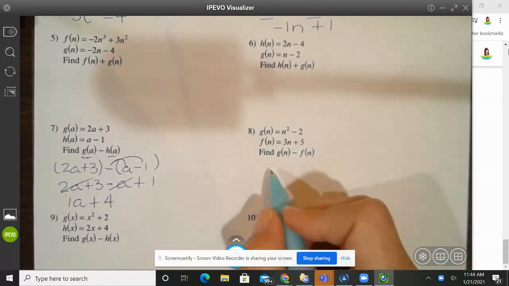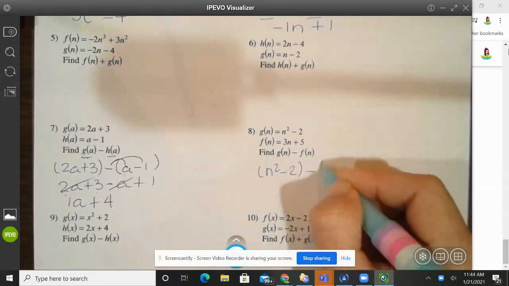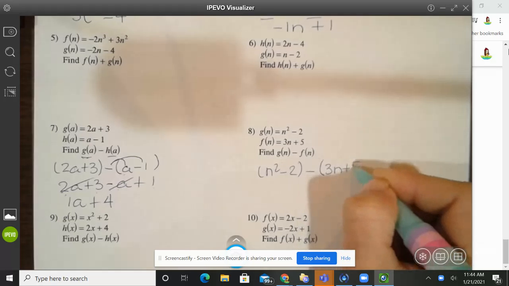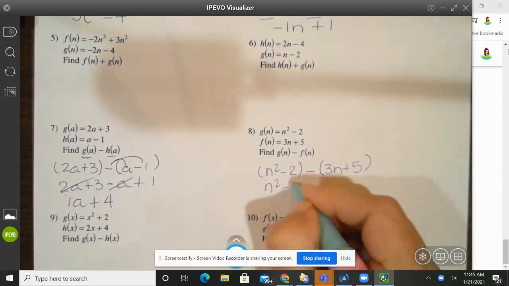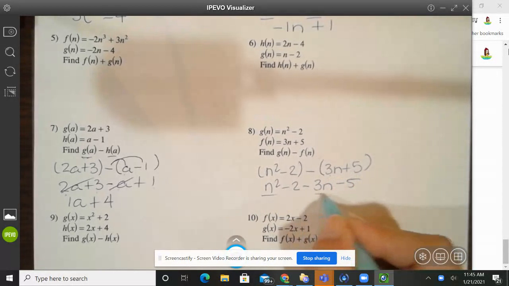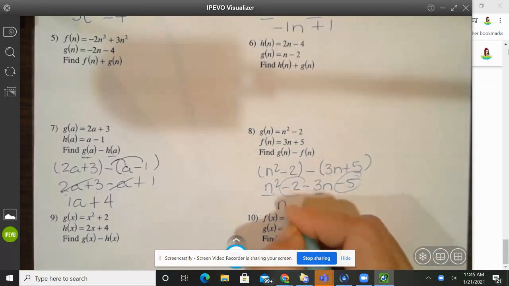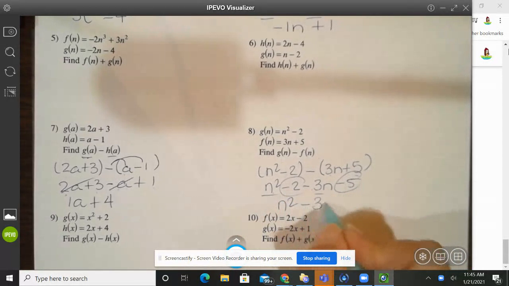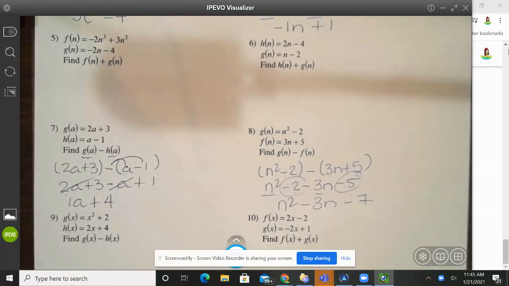So that is n squared minus 2 minus 3n plus 5. Switch the signs of these numbers here, so that becomes negative, that becomes negative. So that's n squared minus 2, drop the parentheses, minus 3n minus 5. And then combine like terms. The only terms you're combining are the constants, because this is an n squared and a 3n. There's not another n with the square. Minus 2 minus 5 is negative 7. And that's it. I'm done.